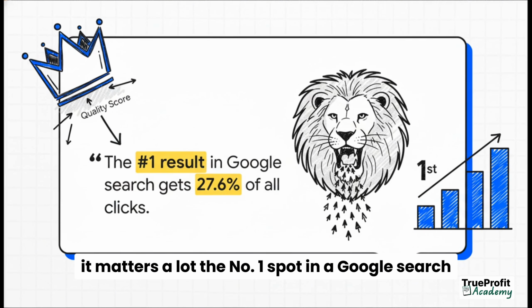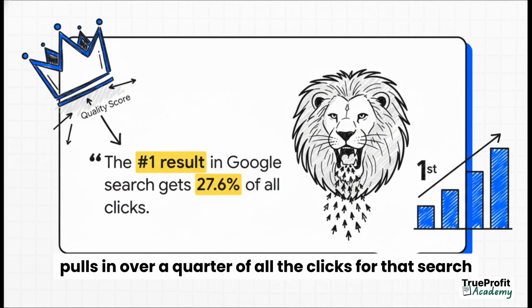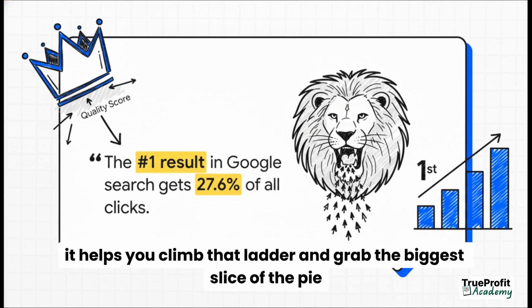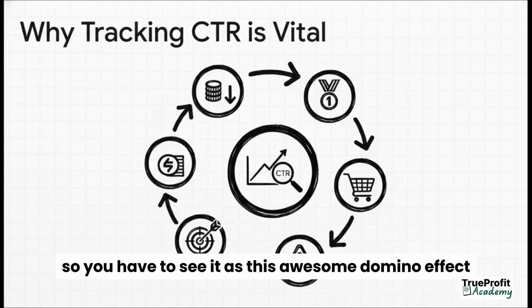And believe me, getting one of those top ad positions matters a lot. The #1 spot in a Google search pulls in over a quarter of all the clicks for that search. That's an enormous advantage. It's why a high CTR is so vital. It helps you climb that ladder and grab the biggest slice of the pie. So you have to see it as this awesome domino effect.